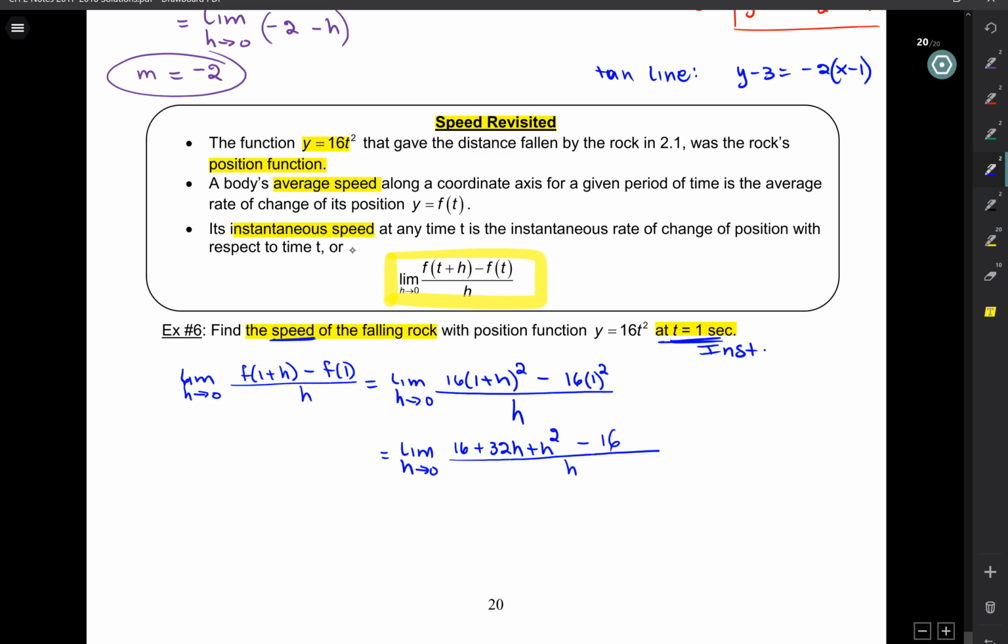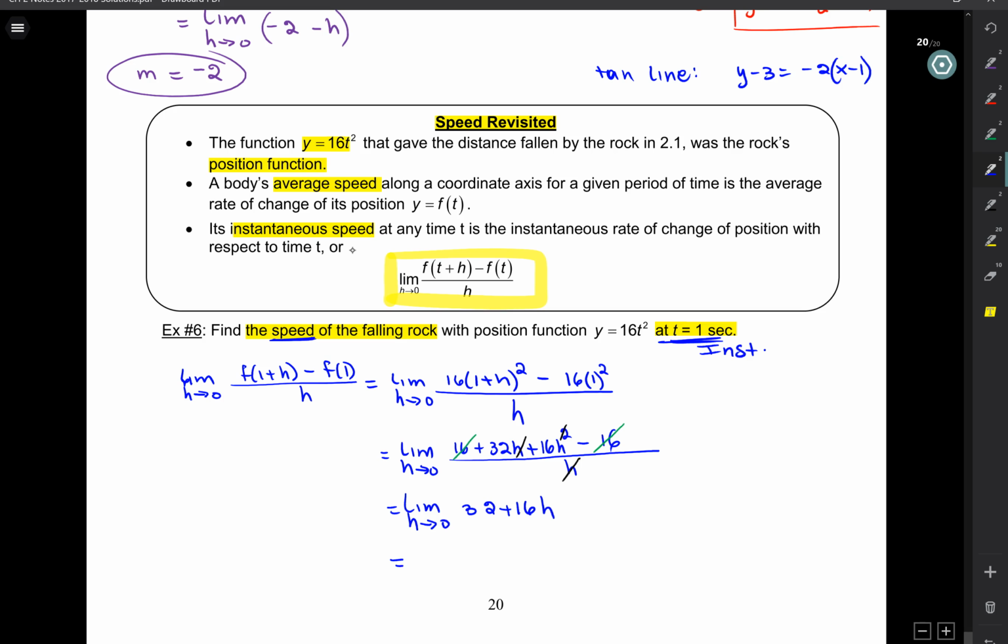And shouldn't it be 16h squared? 16h squared, thank you. And if you do it all correctly, what should happen? Cancel. Lots of things should cancel out. Okay? So for example, the 16 minus the 16 will go away. And I can also get rid of an h. So I have the limit as h approaches 0 of 32 plus 16h. Okay, so then you have to plug in 0 for h.